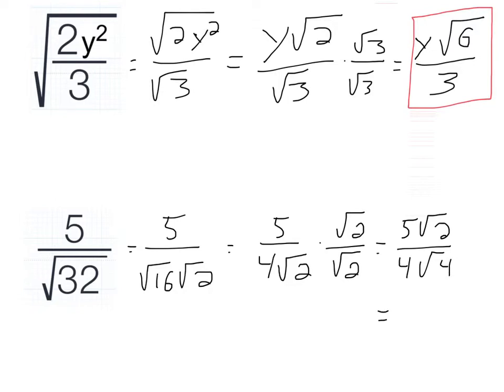Because the 2 and the 2 are both inside my radicals. And then I'm left with 5 square root of 2 over, well, the square root of 4 is 2. Multiply that by 4, I get 8. And that's my final answer. So there are 4 good examples of the basic rationalizing denominator problems. I hope it is clear.